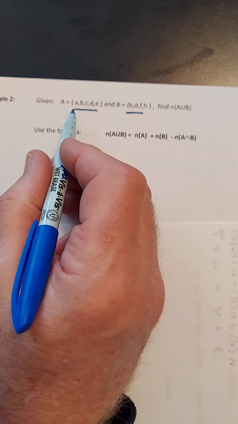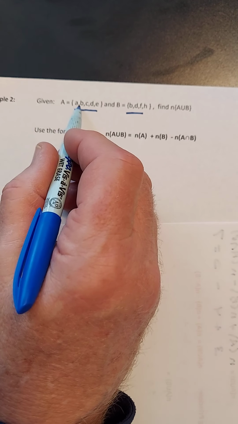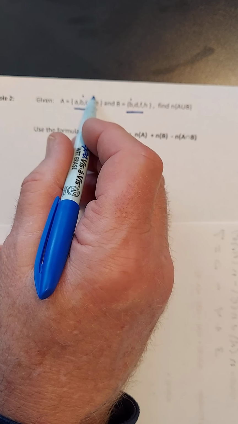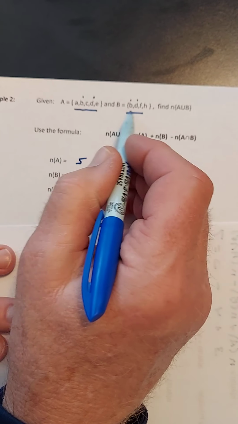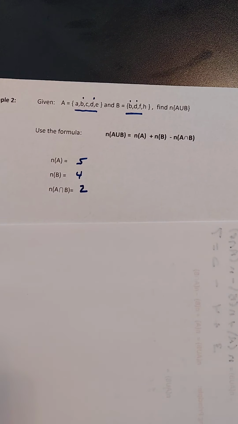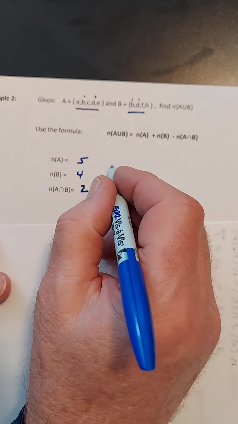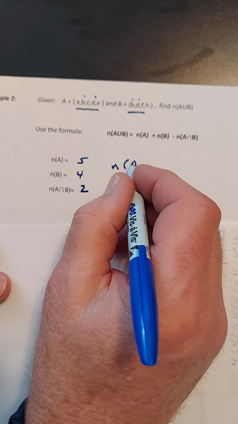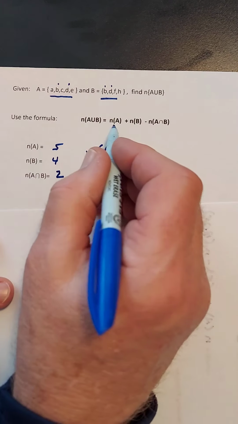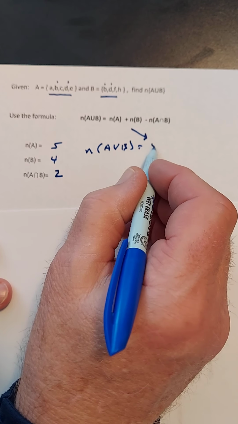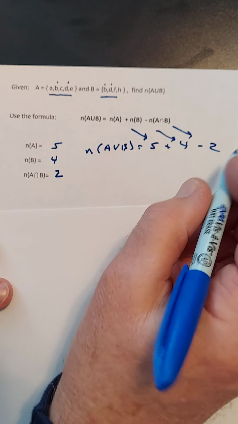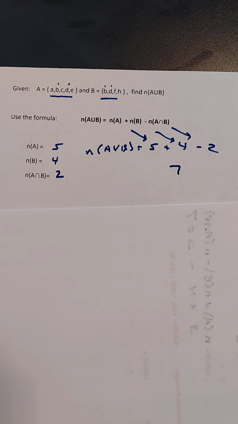So by simple inspection, there's no A over here. There is a B in both of them. So I got a B and I got a B. C's only here. I do have a D in both of them. And that's it. So the number in the intersection is 2. So to work this problem out, if I want the number in A union B, all I got to do is plug the numbers in. The number in A is 5. The number in B is 4. And the number in the intersection is 2. And the answer is going to be 7.